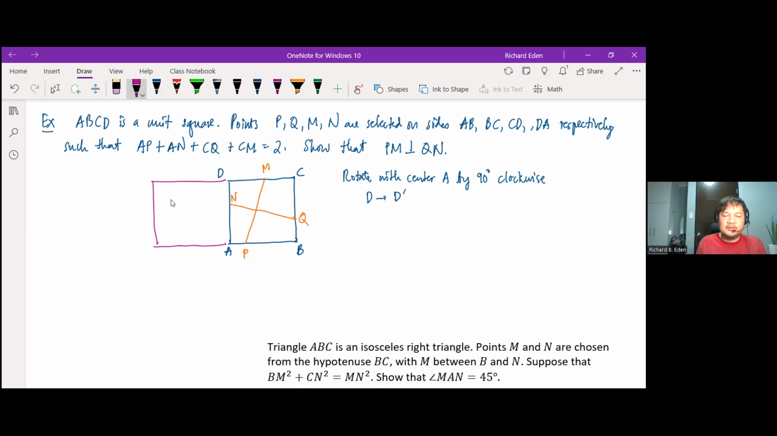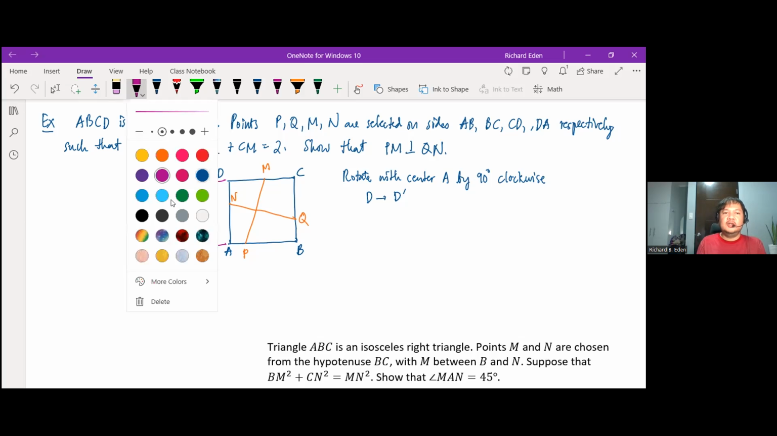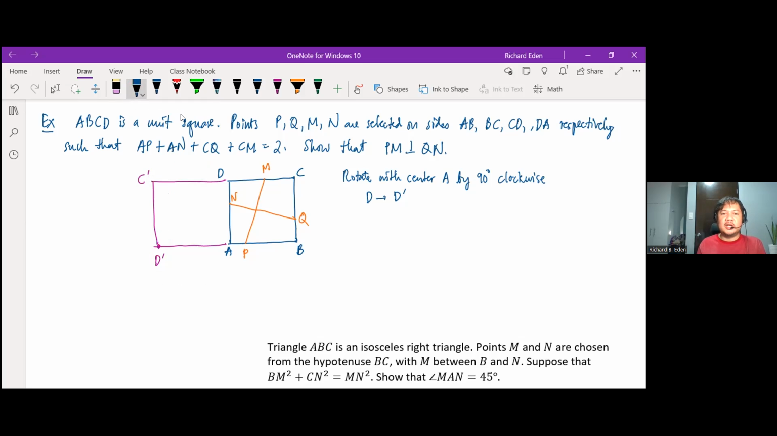So this is where we're gonna find D prime. It won't form a tiling. Okay. Then C prime will go here. Okay. So D will go to D prime.